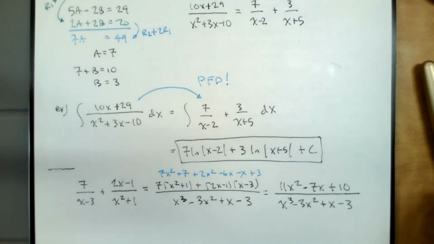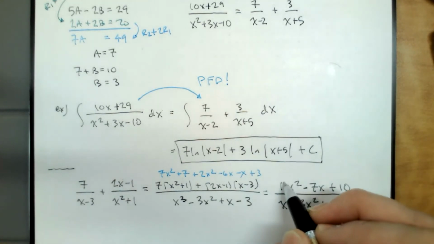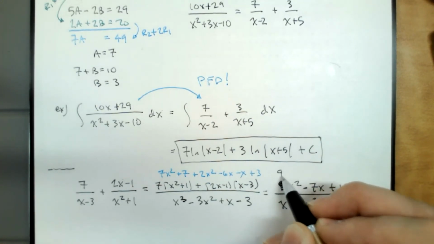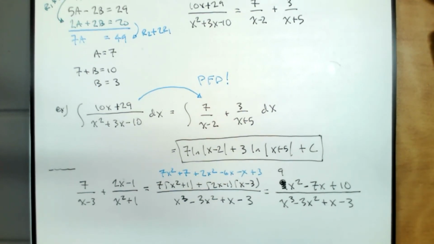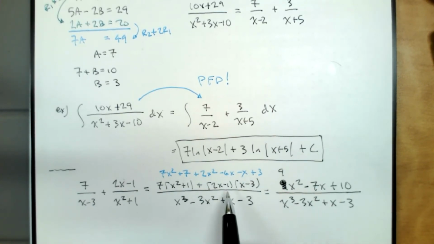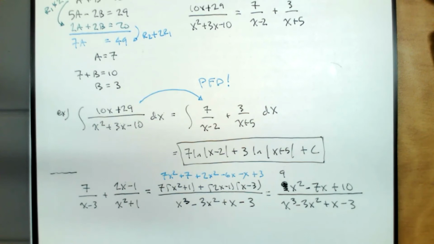7 and 2 is not 11. Let's see. Apparently I made a mistake here. Minus 6x minus x. Minus 1.